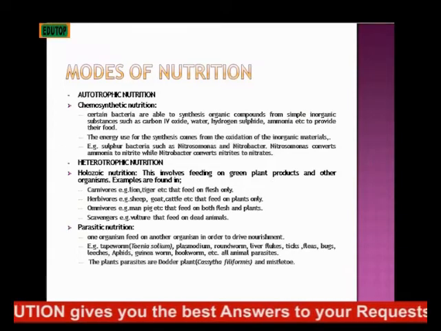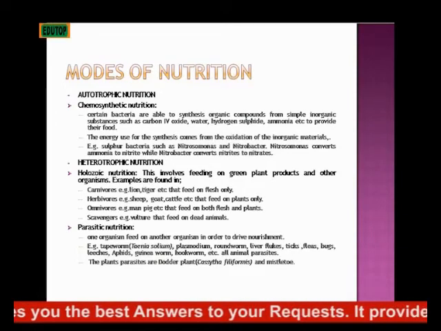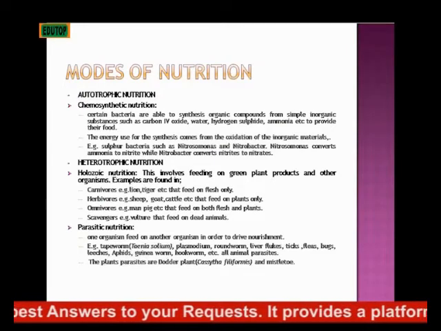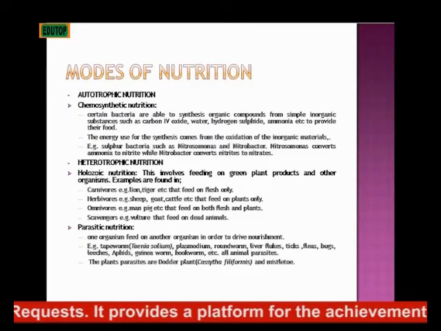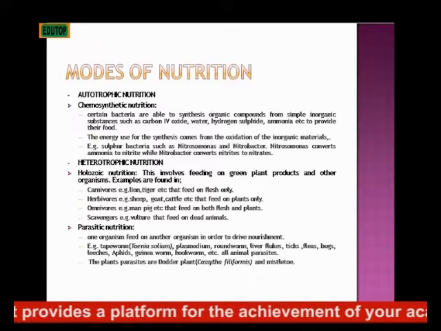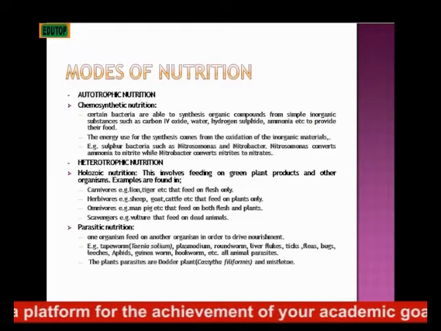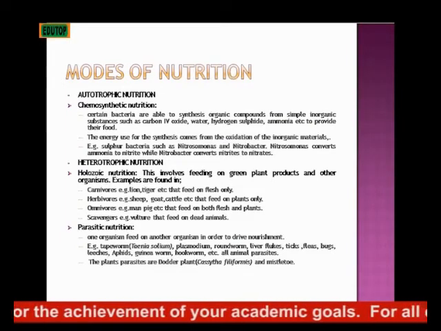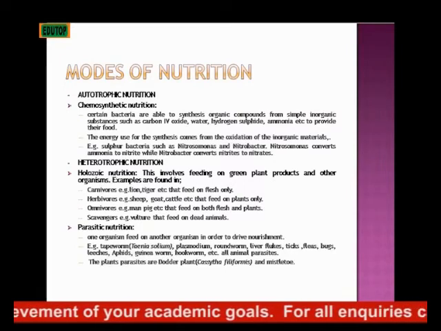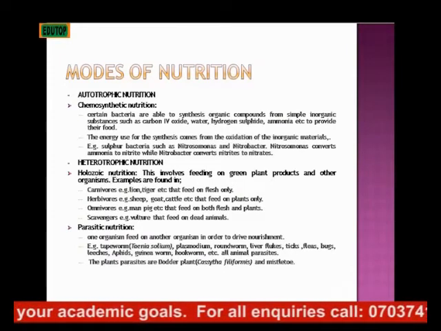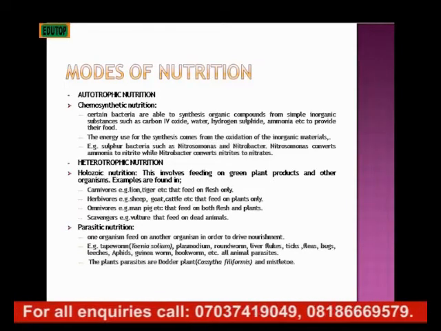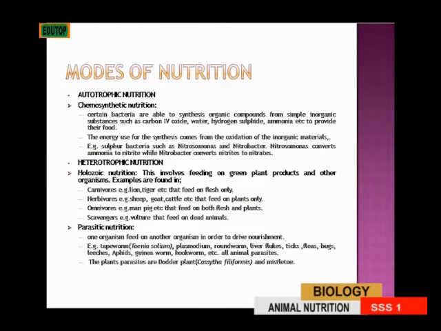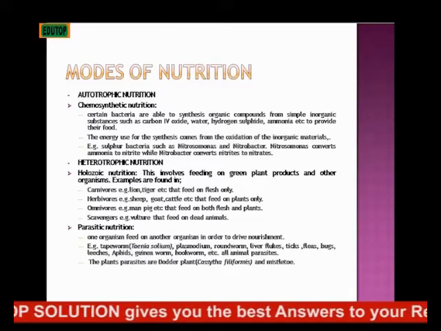So we talk about chemosynthetic nutrition. Certain bacteria are able to synthesize organic compounds from simple inorganic compounds such as carbon(IV) oxide, water, hydrogen sulfide, ammonia to provide their food. That's a kind of autotrophic nutrition done by the bacteria. Also, the energy used for the synthesis comes from the oxidation of the inorganic materials.